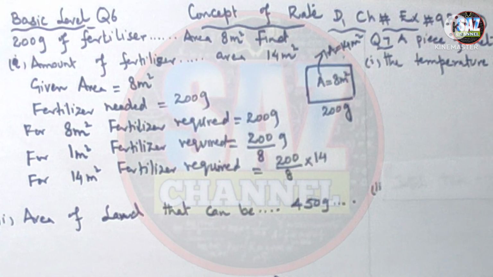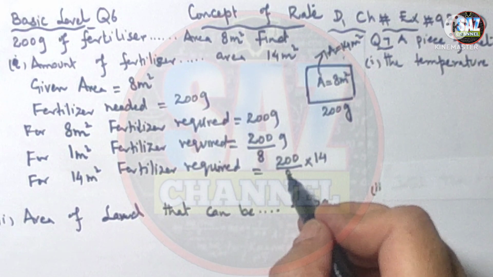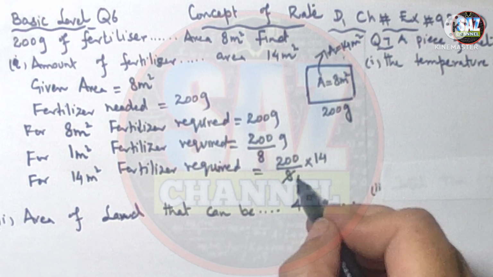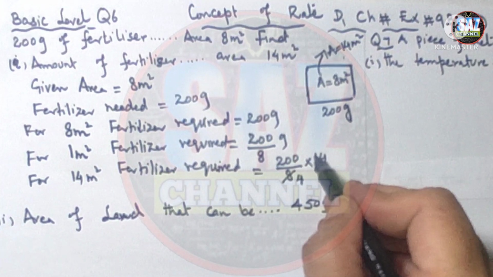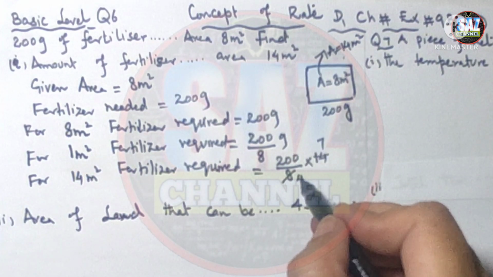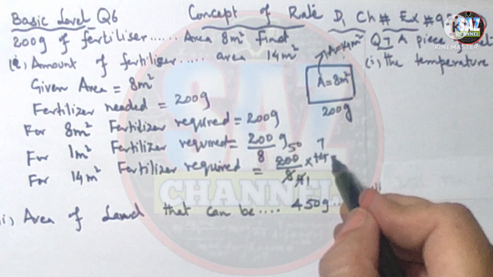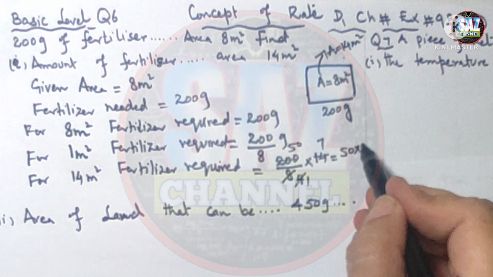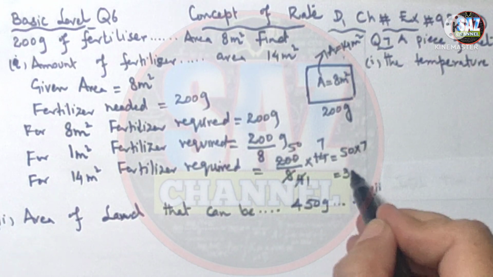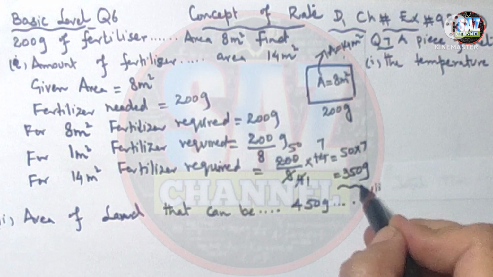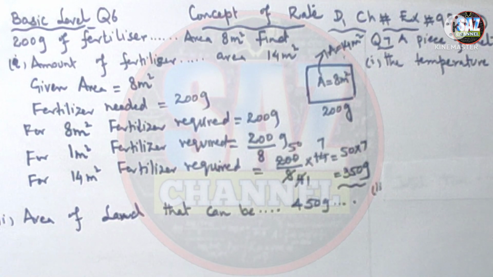Now is the problem for the cancellation and calculation. So let's try without calculator: 2 4s are, and 2 7s are, and then 4 1s are, and 4 5s are, 0s are, which is equal to 50 multiplied by 7, which is equal to 350 grams. So it means that for 14 meters square we need the fertilizer 350 grams.